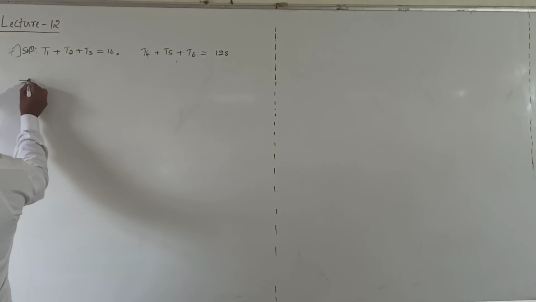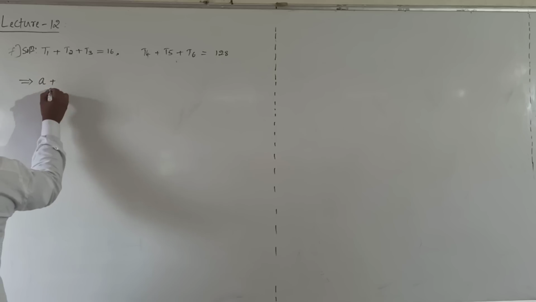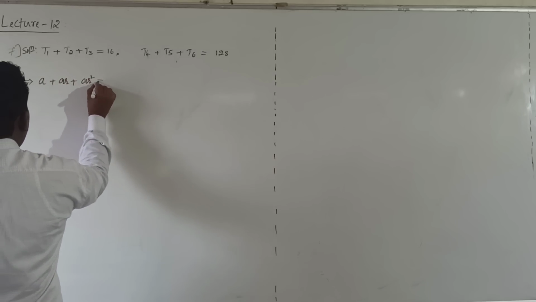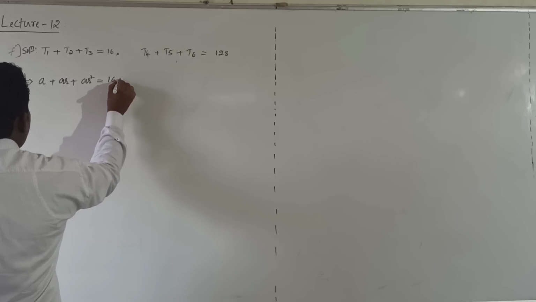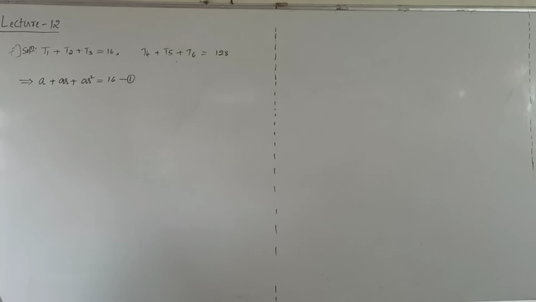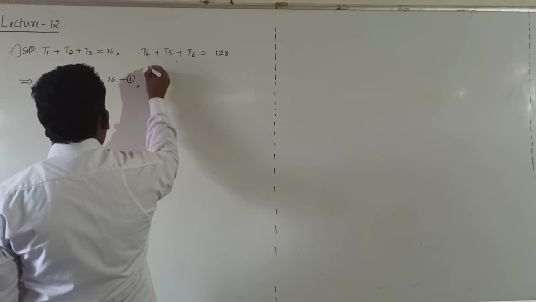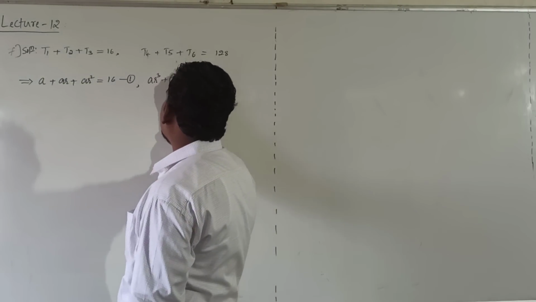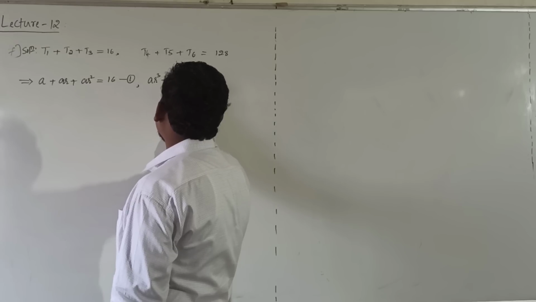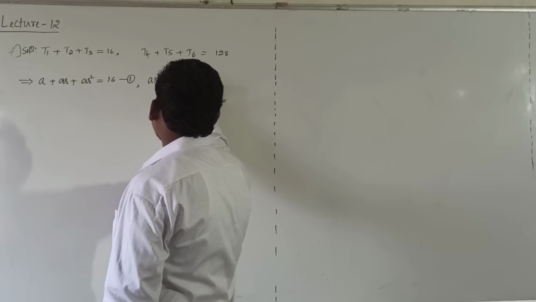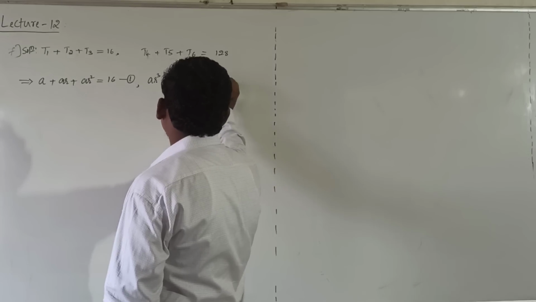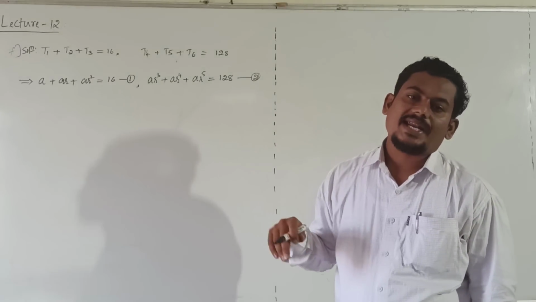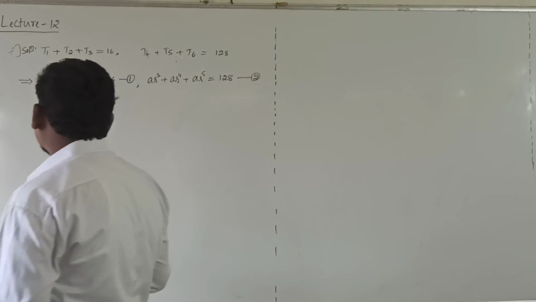Now, what is T1? T1 is nothing but the first term, small a. What is T2? T2 is A into R. What is T3? A into R square, and the sum is equal to 16. Take this as equation number 1. After that, what is T4? T4 is A into R cube, plus T5, which is A into R power 4, plus T6, which is A into R power 5, that's equal to 128. Take this as equation number 2. Now using 1 and 2, find the A value and R value.